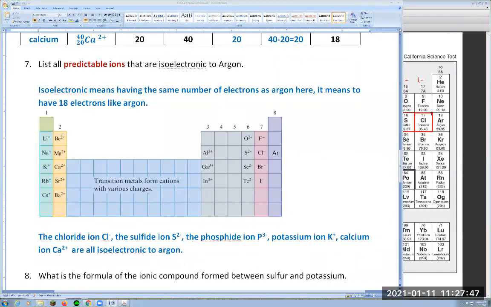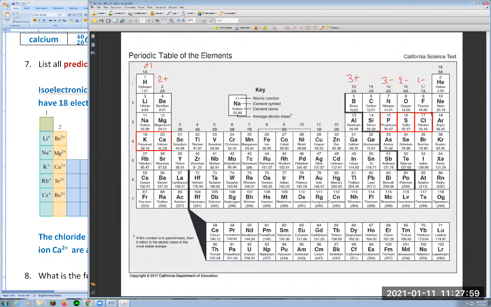So question 8, what is the formula of the ionic compound formed between sulfur and potassium? So sulfur and potassium. Let's start with potassium. Potassium, it's here, atomic number 19 in group 1A. And we just learned that potassium likes to lose 1 electron to be the +1 ion.